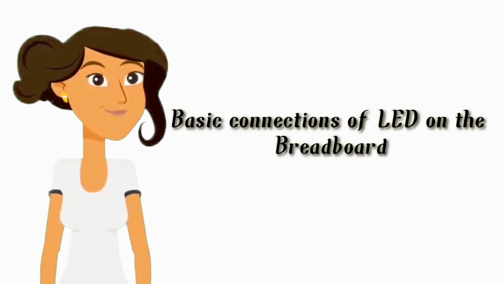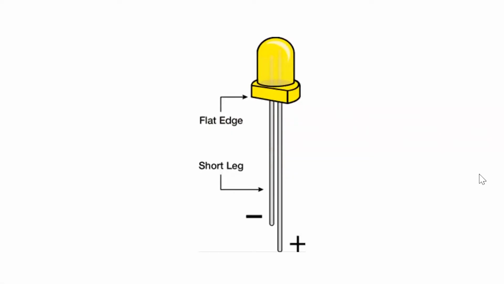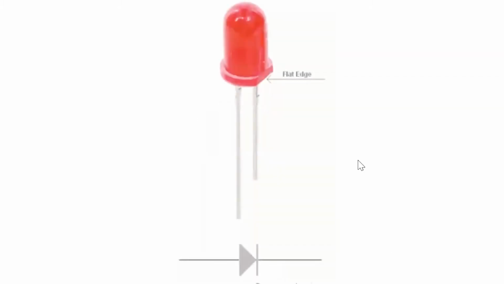Today we would be learning some basic connections of LED on the breadboard. LED has one long leg called the anode, and one shorter leg called the cathode. LED means light emitting diode. The diode means one which has two ends. The resistor is also a diode, but it does not emit light, whereas LED emits light and has positive and negative terminals. Now, let us look at one of the videos where we can understand it better.